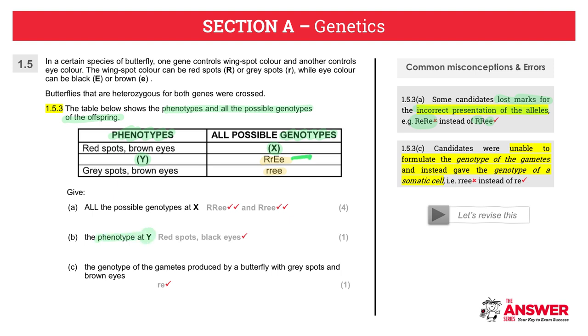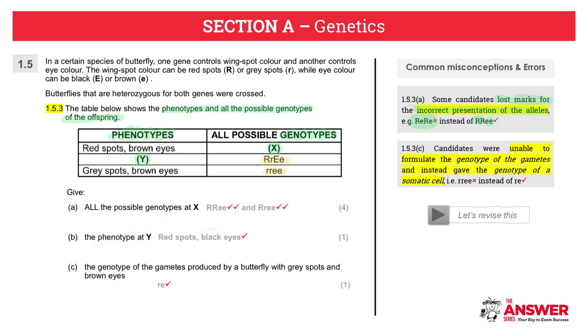So they've provided you with a genotype. It's a big R, big E, small e, which means that the phenotype of this organism for wing spot color will be big R, meaning red spots. And then eye color is a big E, small e combo, which means the big E that codes for black eyes will dominate the brown eyes. So characteristics that you can see of this butterfly will be that it has red spots and black eyes.